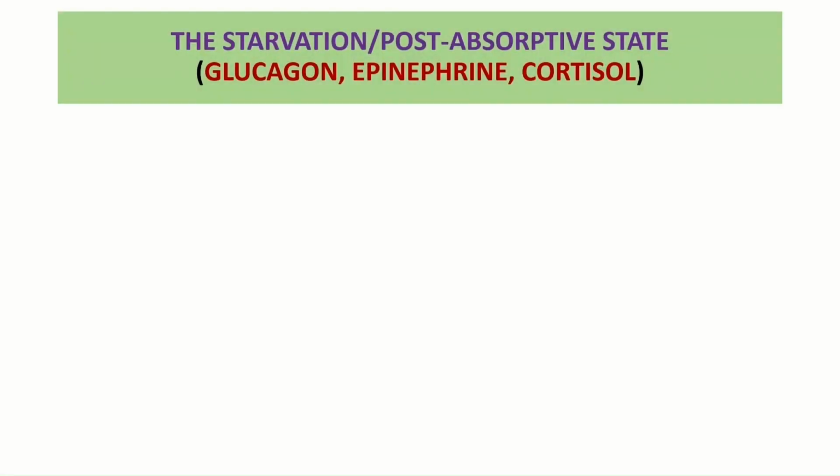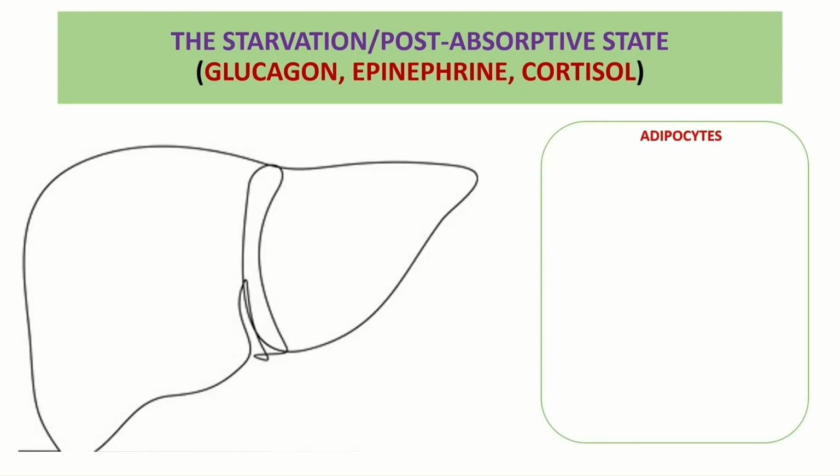In the post-absorptive state, multiple pathways are going on simultaneously. The whole logic behind these pathways is simple though. It is all about what is the primary source of energy to which tissue. Let's start with liver and adipocytes.